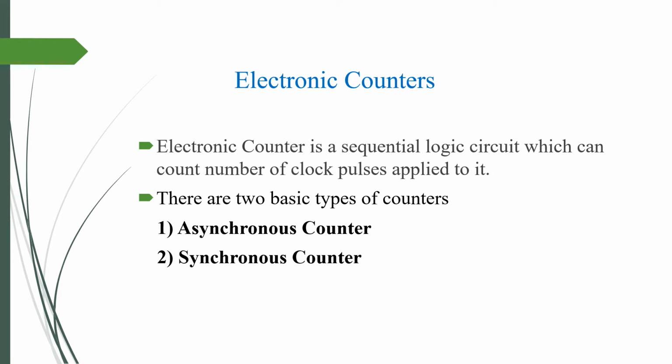Electronic counter is a sequential logic circuit which can count the number of clock pulses applied to it. There are basically two types of counters, asynchronous counter and synchronous counter. In asynchronous counter, clock is given to the first flip-flop and the output of the first flip-flop is connected to the clock input of the second flip-flop and so on.